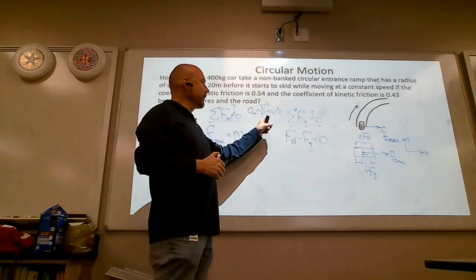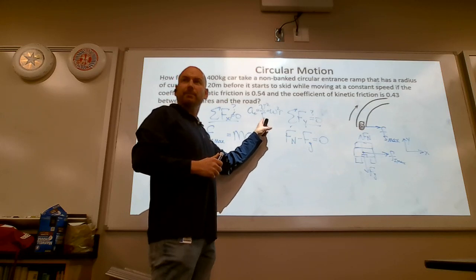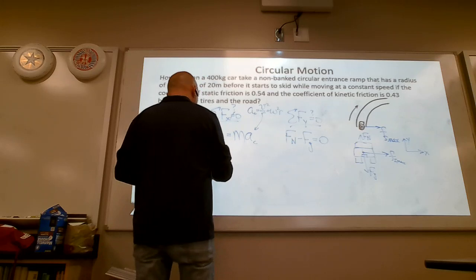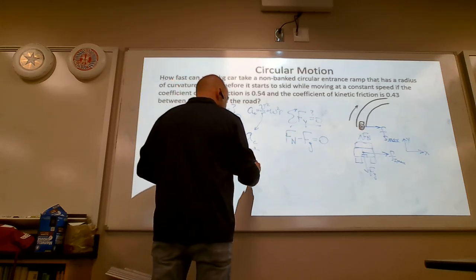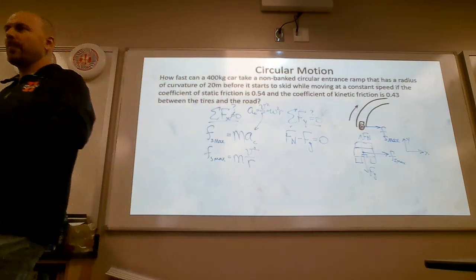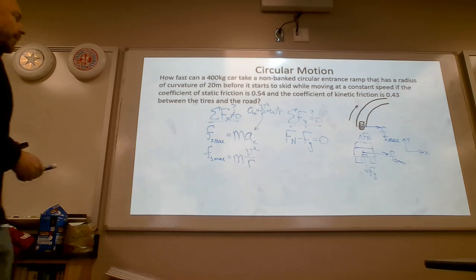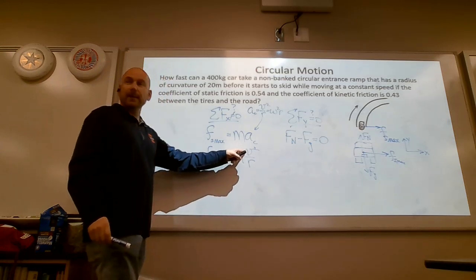So which one of these two do you think we're going to use? The one with speed. So I'm going to substitute that in for here. So I got maximum static friction is equal to mass times speed squared over the radius. So now I've got an expression, I've got something with speed in there, okay? I've got the mass, I've got the radius, I'm looking for speed.